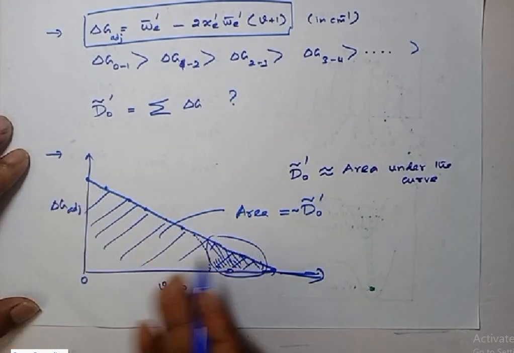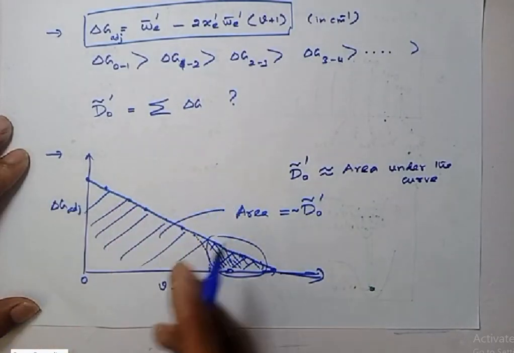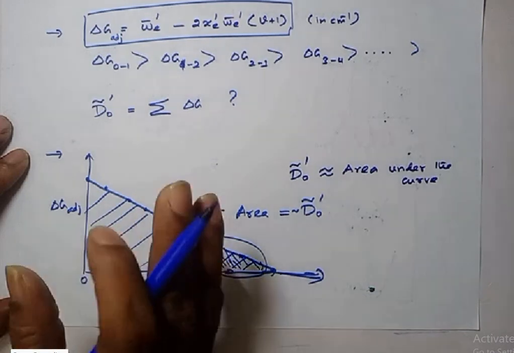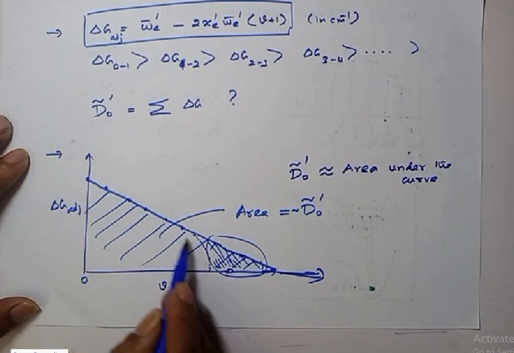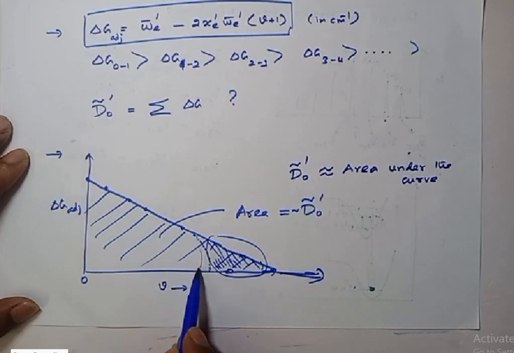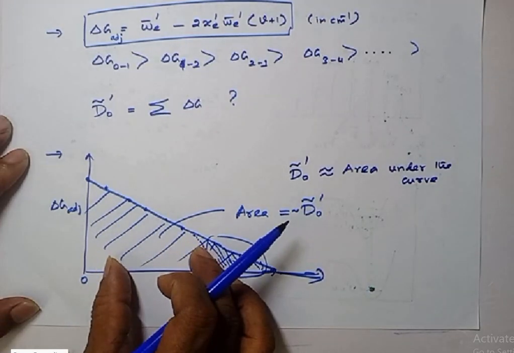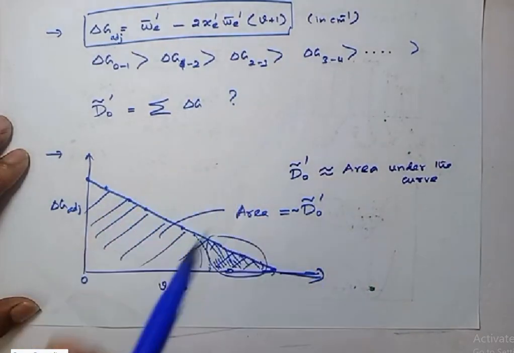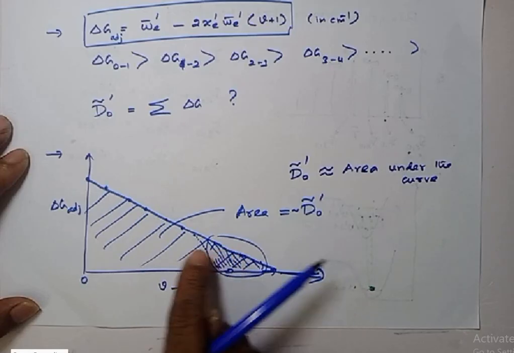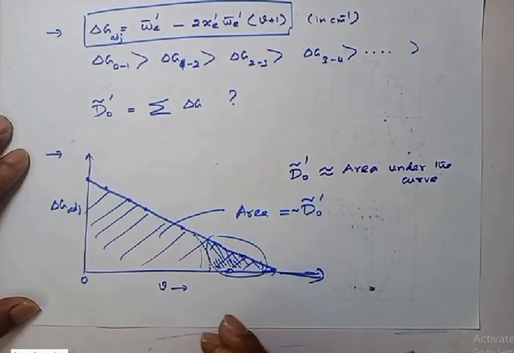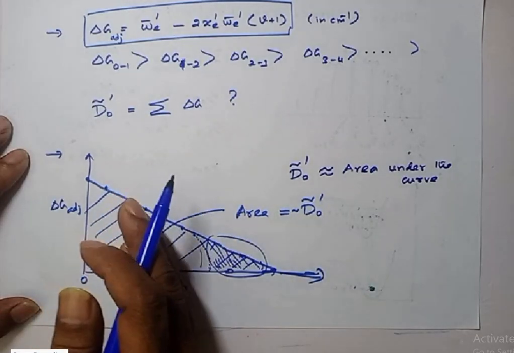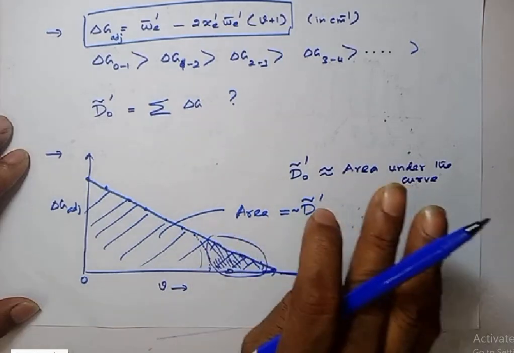But finding the area is very easy because it is just a triangle. If you put half into base times height, we get the area. But the original area is supposed to be this area. You should go like this, turn along the curve, and find out this area. This area will give you the exact D0 prime, but the Birge-Sponer method takes some extra area here. This is actually the error. Since this is also included in the area, D0 prime is not accurate, it is approximate.